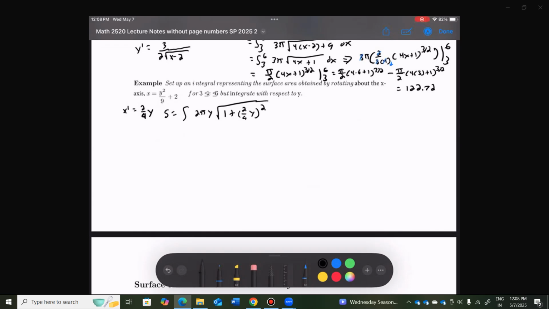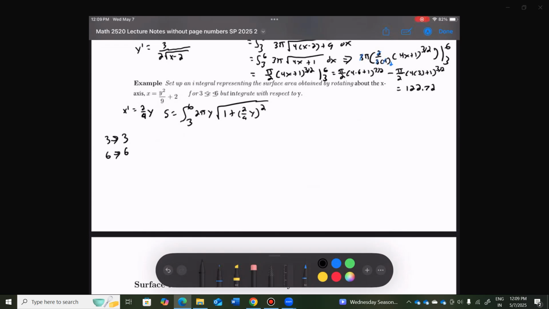Alright, now to get your limits, for 3 we just plug into the equation. So for 3, you'll get 3 squared is 9, 9 over 9 is 1, plus 2 is 3, so 3 goes to 3. For 6, you'll get 36 over 9, which is 4, plus 2, and so you'll get 6. So actually the limits don't change here. I was actually wondering that when I was looking at my notes too. I'm like, I didn't change the limit. I wonder if I made a mistake. Well, I didn't. It just surprisingly works out to be the exact same limits.